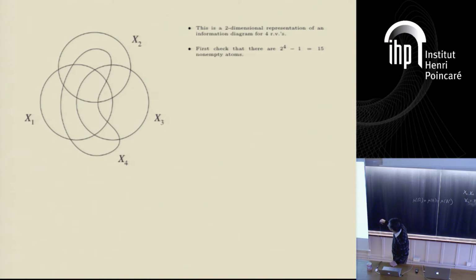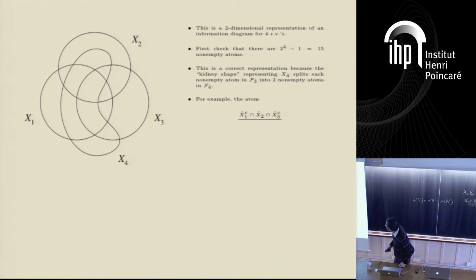X1, x2, and x3, and then we put in a kidney shape for x4. Okay, so the first thing to do is that we check that they are exactly 2 to the power 4 minus 1 equals 15 non-empty atoms in this diagram. The reason why this is a valid construction is because this kidney shape actually splits each non-empty atom in F3 into 2 non-empty atoms in F4.